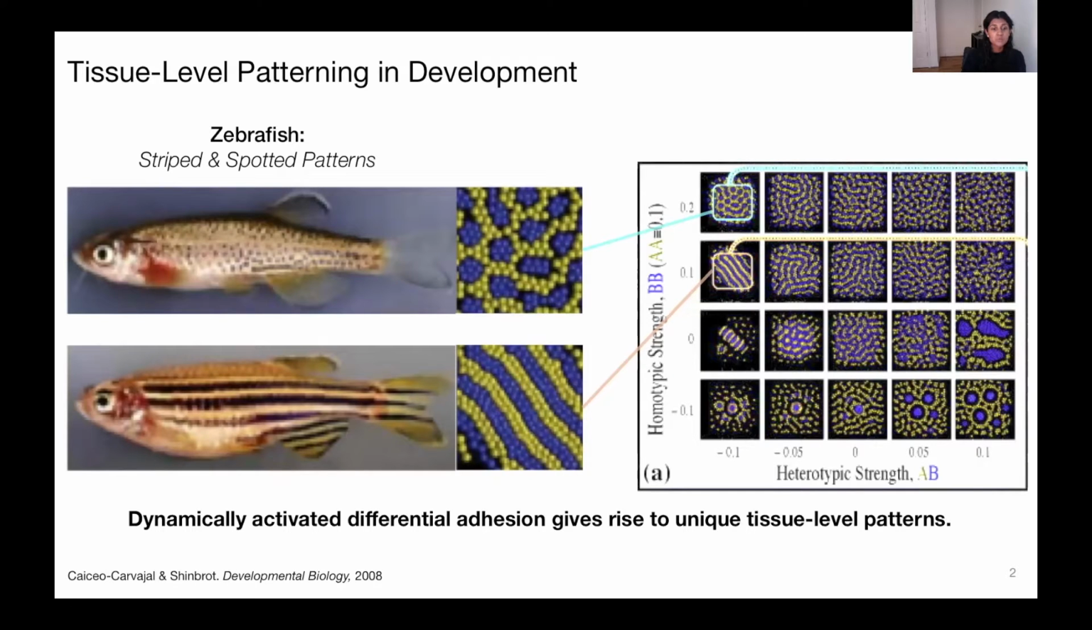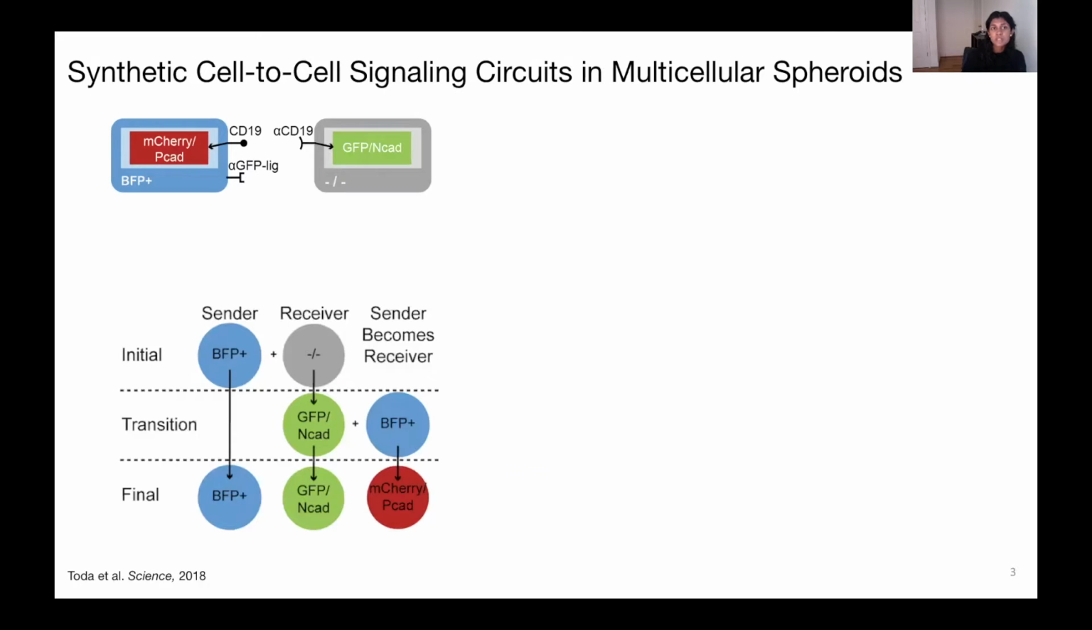And we're interested in exploring how the individual cell-to-cell mechanisms of adhesion can influence the specific pattern that emerges in the tissue. To explore this, we're using synthetic cell-to-cell signaling circuits developed by Toda et al. in 2018. In these circuits, initially non-adhesive VFP-positive sender and minus-minus receiver cells engage in bidirectional cell-to-cell signaling to activate GFP-N-cadherin and M-cherry-P-cadherin cell types.